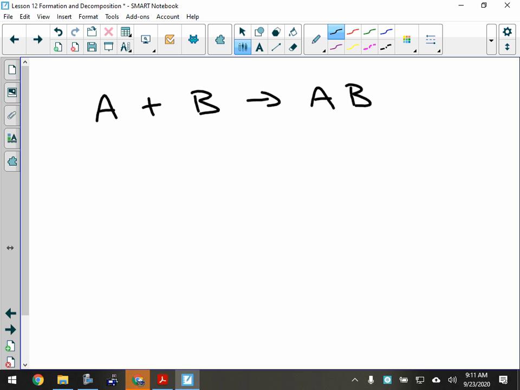So formation reactions are also known as synthesis. In this type of reaction, two or more elements combine to form a compound. For example, A plus B would give me AB.